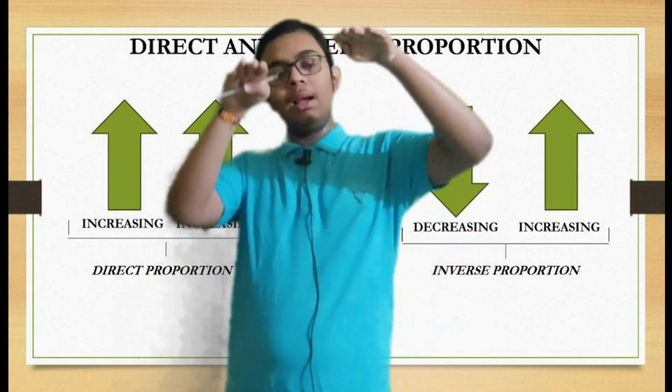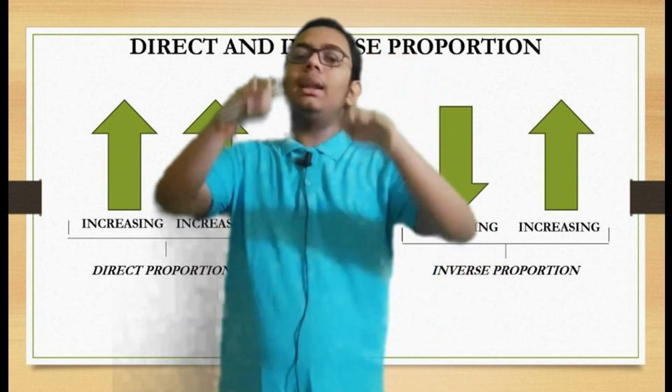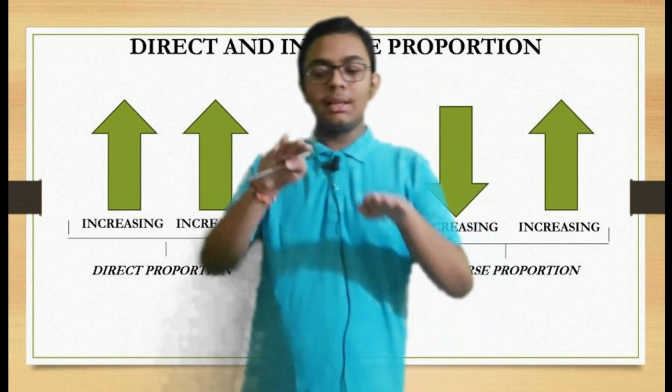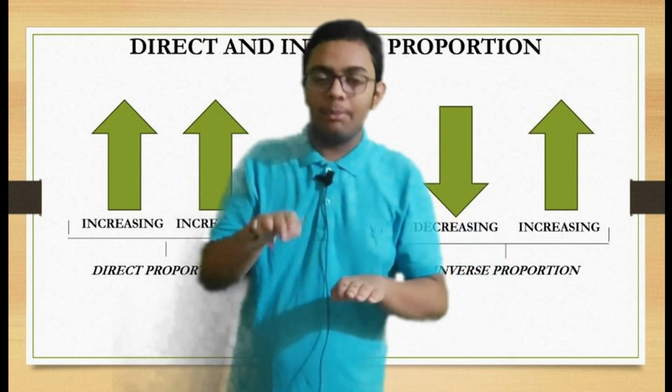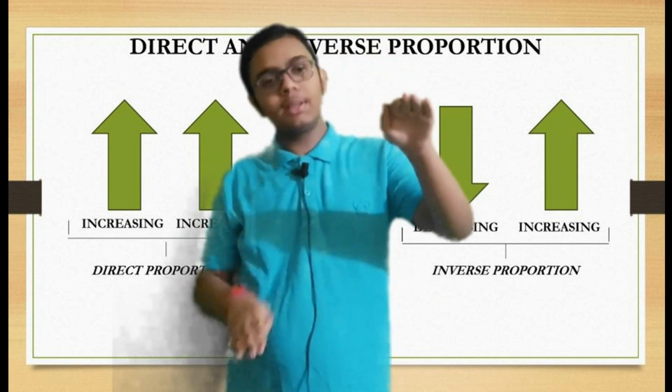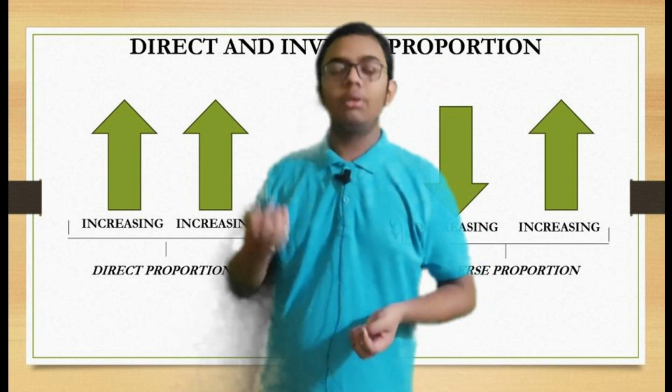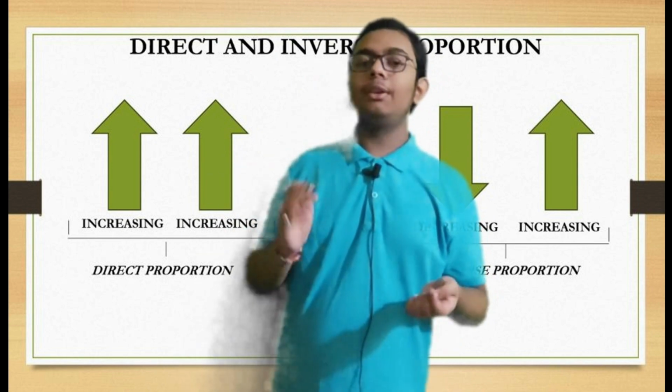When the first thing is increasing, the second thing is decreasing. When the second thing is increasing, the first thing is decreasing. So this is inverse, meaning both cannot increase at the same time. If one increases, the other will obviously decrease. This is the explanation of inverse proportion.